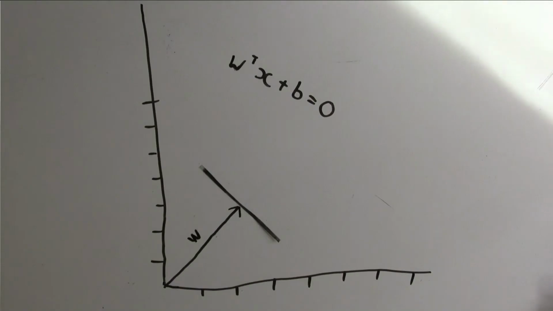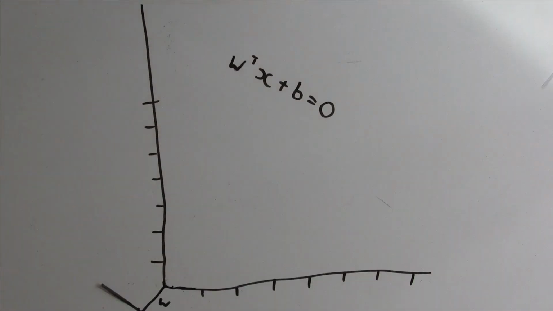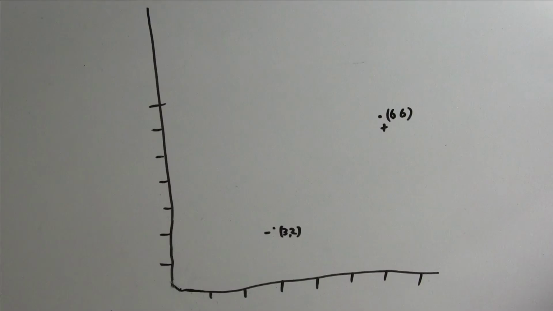I can describe my hyperplane with the formula W transpose x plus b equals 0, where W is the vector that describes a line, x is the class, and b is the offset. So as W changes, my line changes like this. And when the offset b changes, my line does this. If I have 6, 6 as a positive class and 3, 2 as a negative class, how do I solve this?